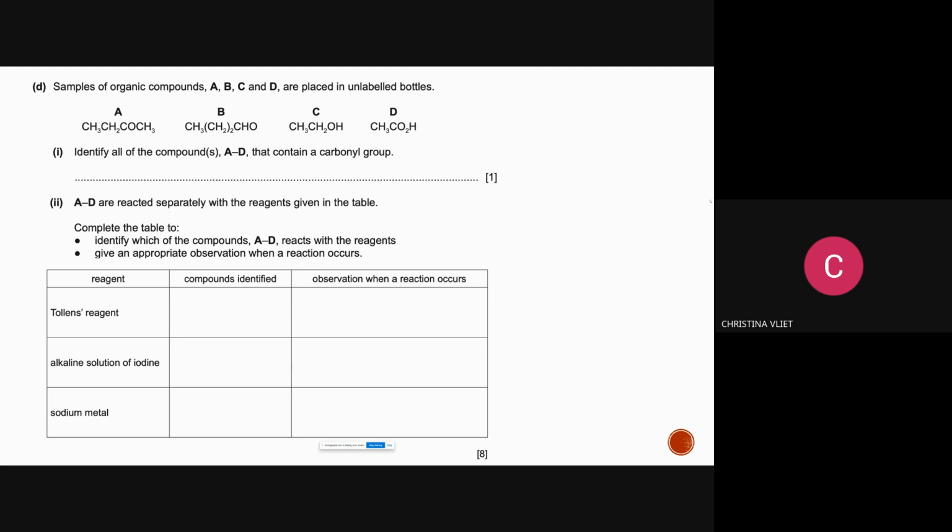This one's A, B, and D. Because this one's a double bond, a carbon double bond. This was a 7 from bottom. It's a carboxylic acid, but it has a carbonyl group. A carbonyl group is just this.